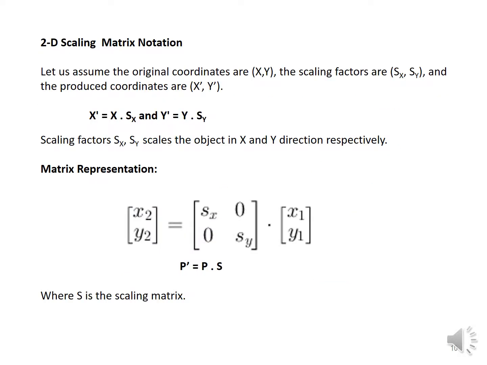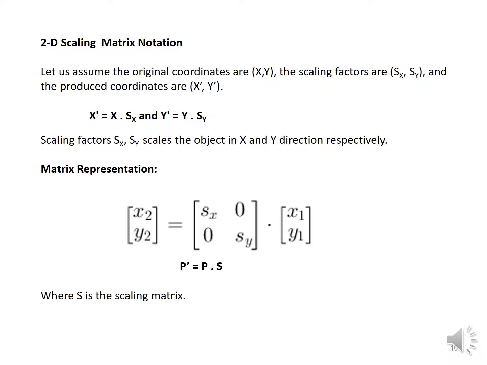In order to derive the matrix representation of scaling transformation, let us assume the original coordinates as (x, y) and the scaling factors as sx and sy. Now the scaled coordinates x' and y' are represented as x' equal to x into sx and y' equal to y into sy. From these equations we can derive the matrix notation of scaling transformation as below, where [x' y'] is equal to [sx 0; 0 sy] into [x y].